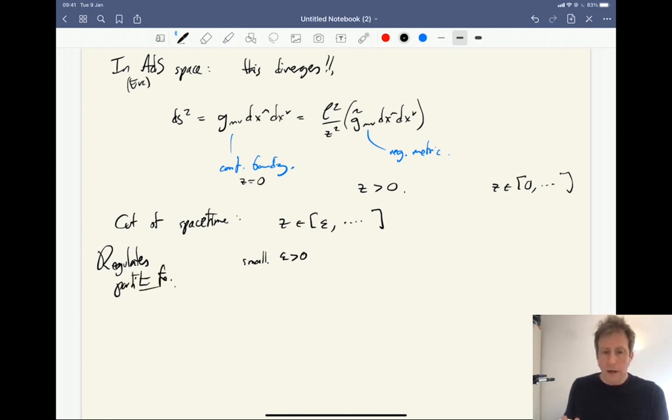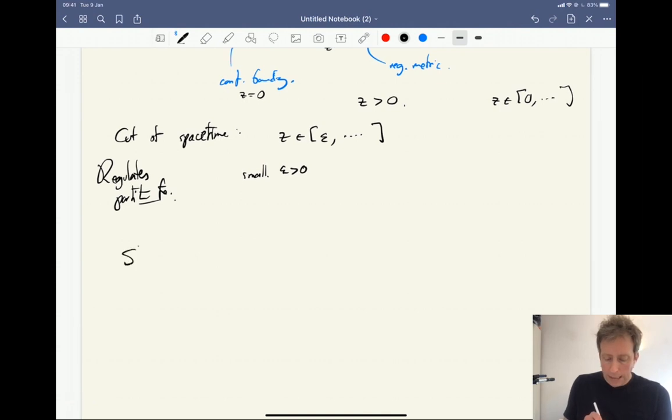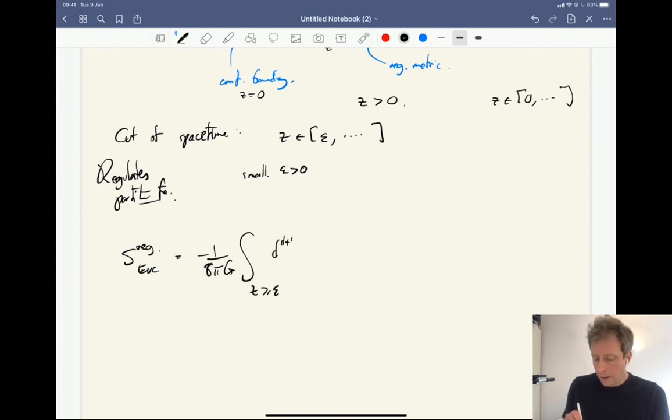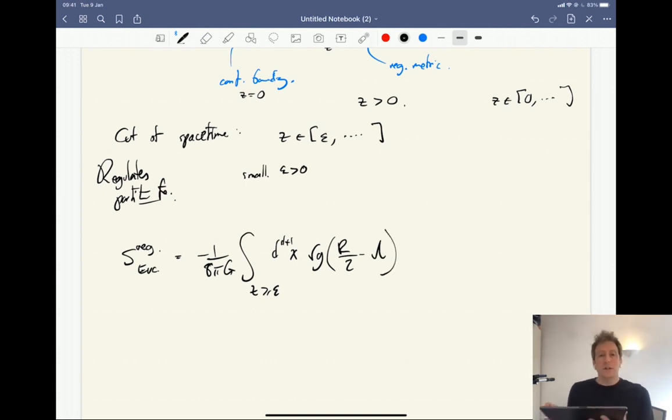Okay, so now it's finite. So now our regulated Euclidean action looks like this. Now for AdS, we don't have general matter. We're only integrating over z greater than this cutoff. The only matter we've got is a cosmological constant, and so the form of the Einstein-Hilbert action is this.